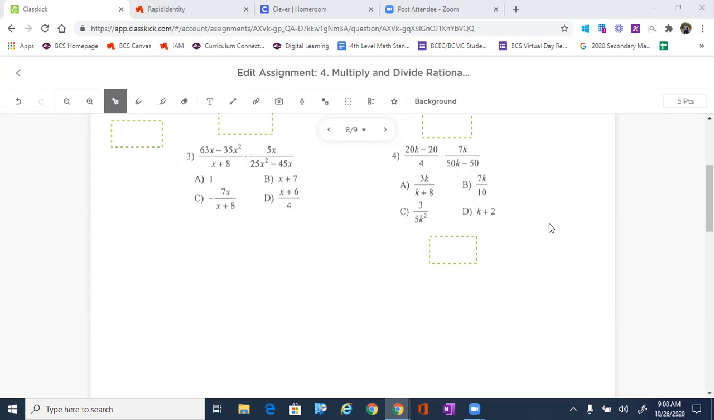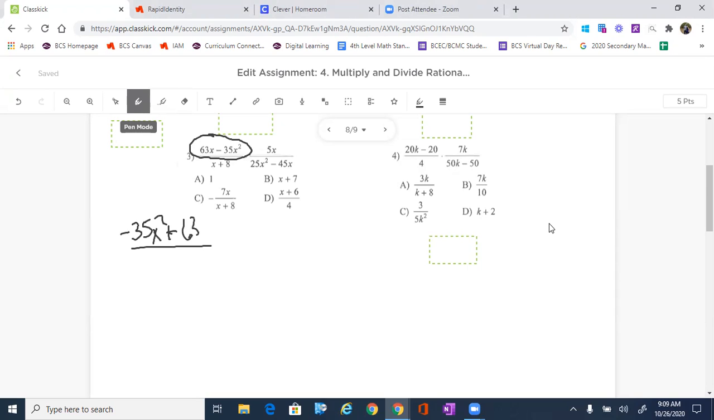Okay, so the first thing we want to identify is, look at all those pieces, and we want to make sure we factor the numerator and denominator of all of the sets. And what you're going to notice is in the first part, it is written backwards. We need to put it in order of decreasing exponents in those terms. So I'm going to write negative 35x squared plus 63x. I just flip it around. x plus 8 times 5x and 25x squared minus 45x.